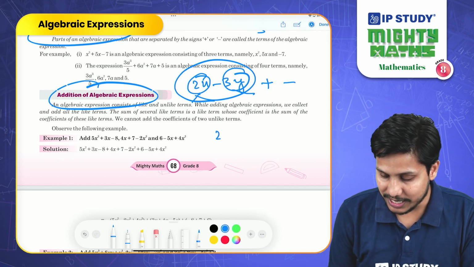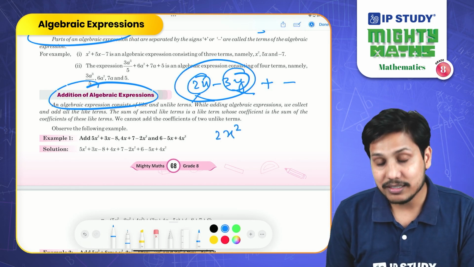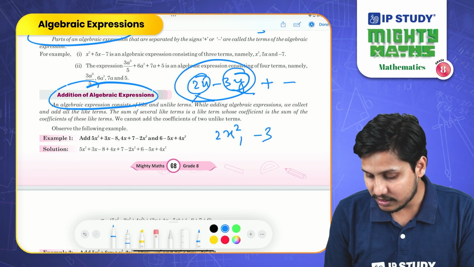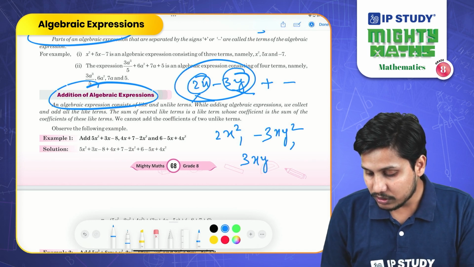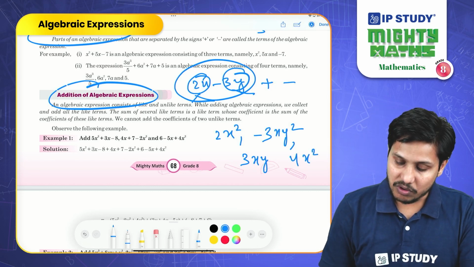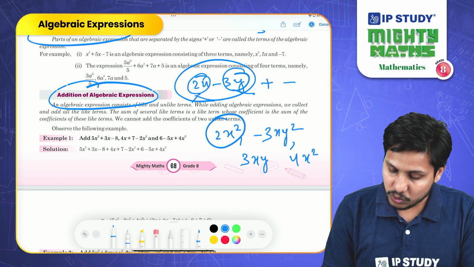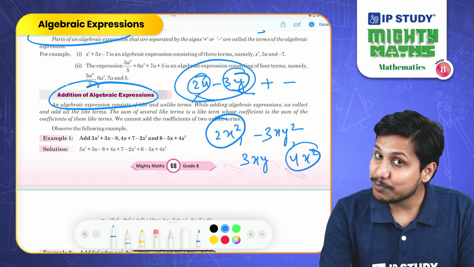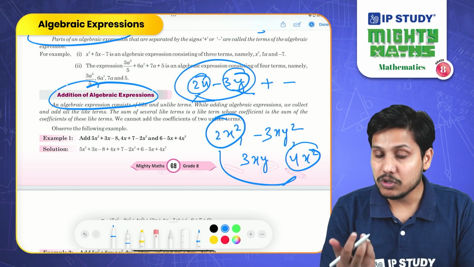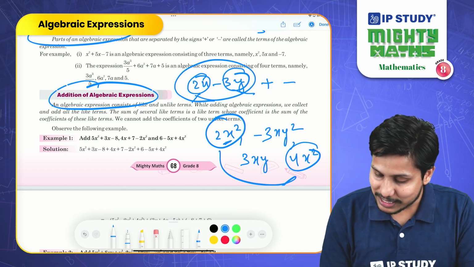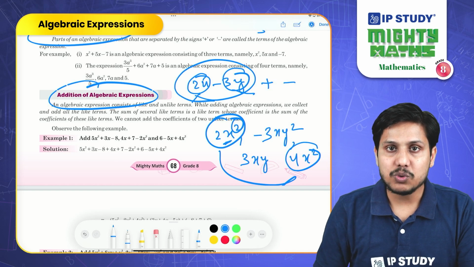Let's suppose I write 2x square, then we have minus 3xy square, and the third one is 3xy, and the fourth one is 4x square. Now students, we can see over here that these two terms are the same in terms of having the same variable and the same exponent on the variable. So these two are called like terms.